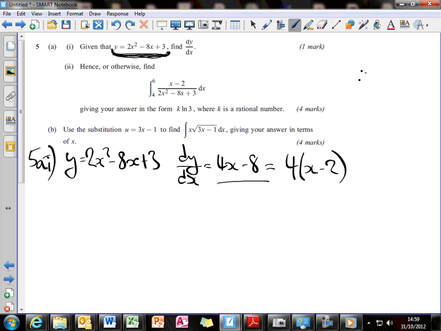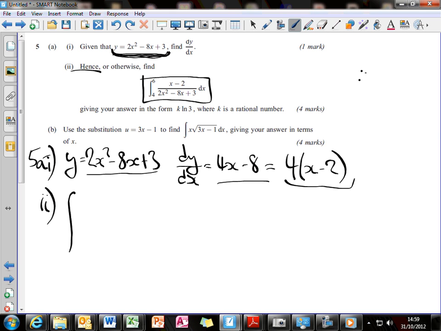And now for part 2, it says hence integrate. It's a hence, so we can use the fact that we know what the differentiation of this is to integrate this. If you look at the denominator, it is what we had up here, and the numerator is x minus 2. Now when we differentiated the denominator, we got 4x minus 2. And when I'm trying to integrate some sort of fraction where the numerator is the differentiation of the denominator, it's going to integrate to a ln, and then we're going to have a look at a coefficient to put in front of it. That's going to make it work.